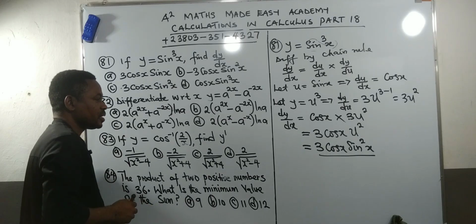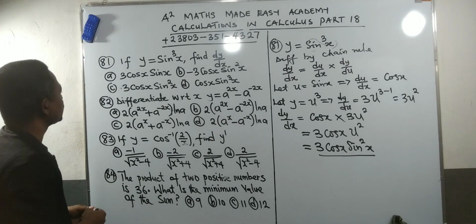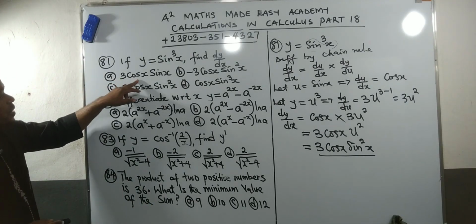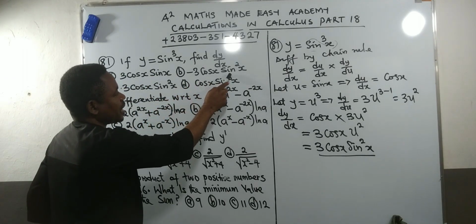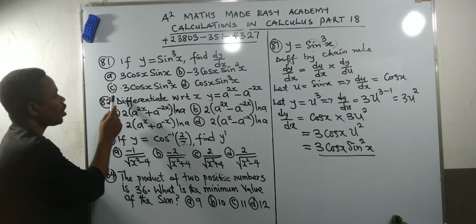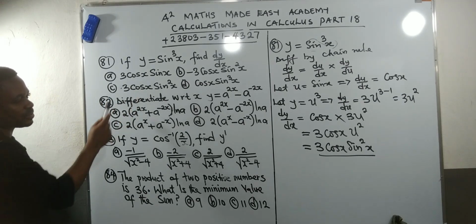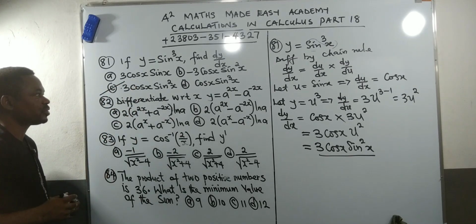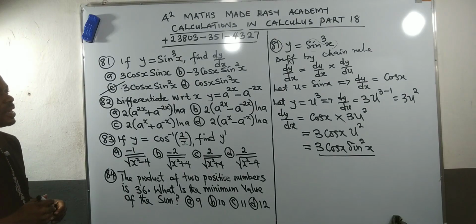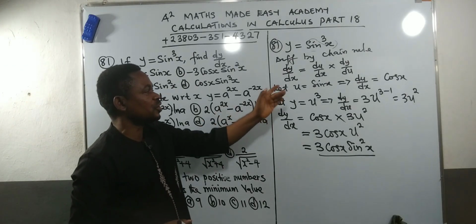Now can we look at this in the options? Option A says 3 cos x sine x. No. Option B says minus 3 cos x sine squared of x. No. Option C says 3 cos x sine squared of x. So the correct answer in the options is Option C. This is exactly how we are going to solve it using the normal method.